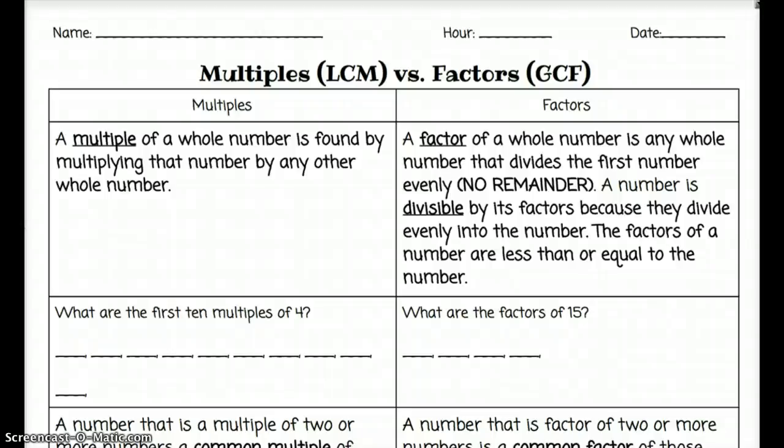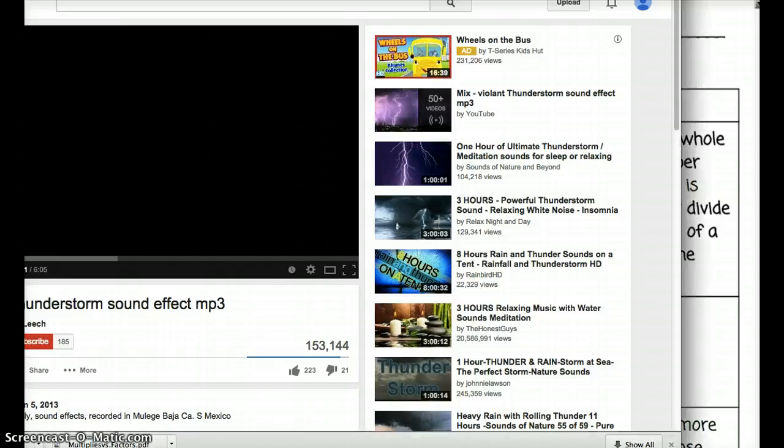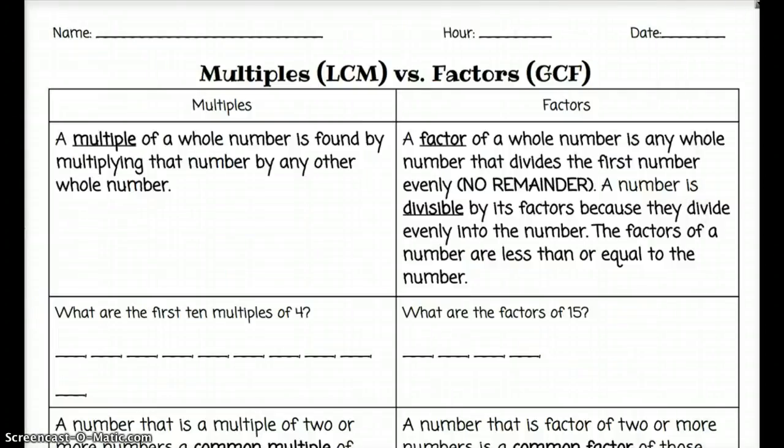Okay, today we're going to do multiples versus factors. Today we will work on the left-hand side doing multiples, and then we will move back to the factor side, not to confuse you. So, we're going to talk about multiples, and you can have your highlighter out and highlight what I highlight.